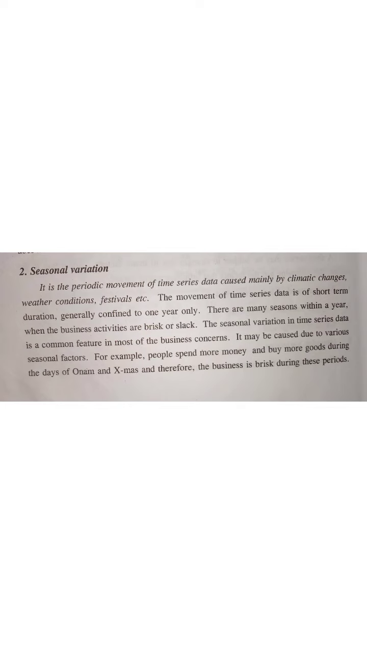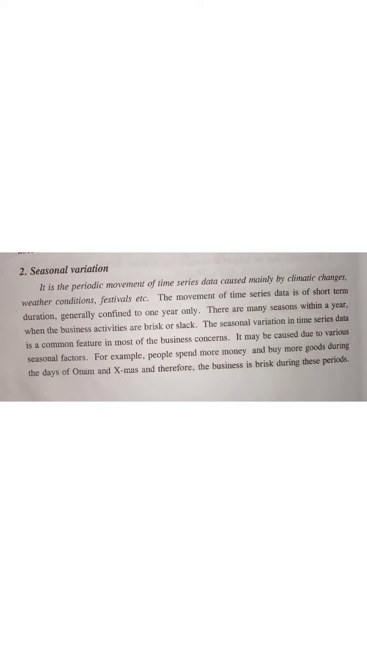For example, people spend more money and buy more goods during the days when Vishu is coming. So we can say that during Vishu, people may buy more goods and spend more money on the occasion. So these are seasonal, only because Onam or Vishu or Eid, any festival, is coming. So we can see that this seasonal variation depends upon the festival. It can also depend upon different climatic conditions, etc.